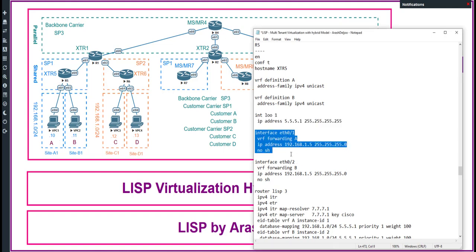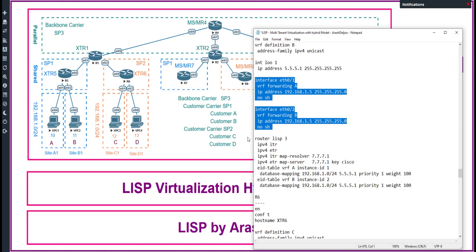Okay, and then interface ETH0/1. Here, VRF forwarding A, means this interface is residing in VRF A. Then the IP address is 192.168.152.5, 255.255.255.0, and no shutdown. Also interface ETH0/2, VRF forwarding B, member of VRF B. IP address is 192.168.152.5, 255.255.255.0, and then no shutdown. Two interfaces, ETH0/1 and ETH0/2.